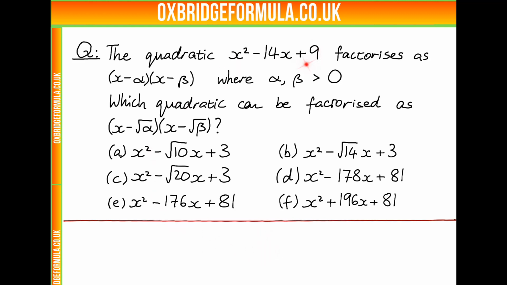Okay, well let's begin by looking at this quadratic. Since we're told it factorises as (x minus alpha)(x minus beta), we know that these two expressions must be exactly the same. So let's expand out (x minus alpha)(x minus beta), and that gives us x squared minus (alpha plus beta)x plus alpha beta. Since these two expressions are exactly the same, we can compare the coefficients, and we see that alpha plus beta must be 14 and alpha times beta must be 9.